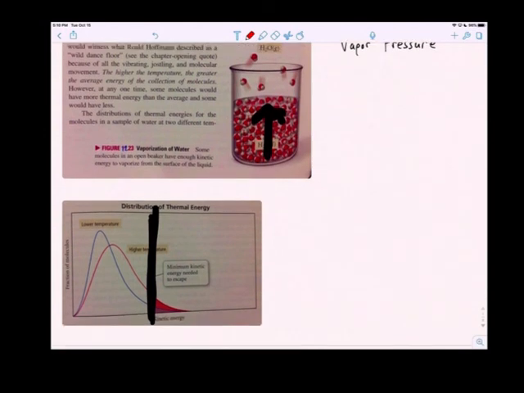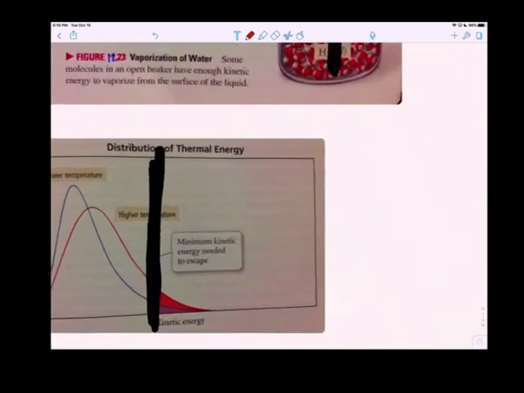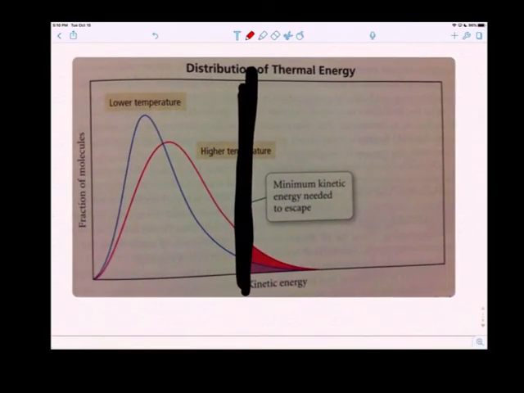Where does this come from? That's actually from the distribution of energy. So if you see here a lower temperature, higher temperature, it's not really a pressure.